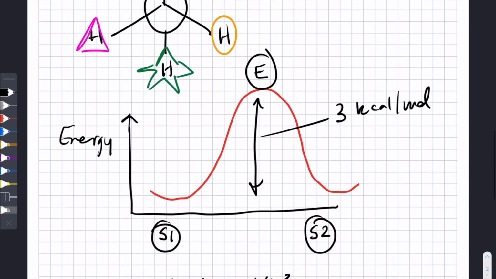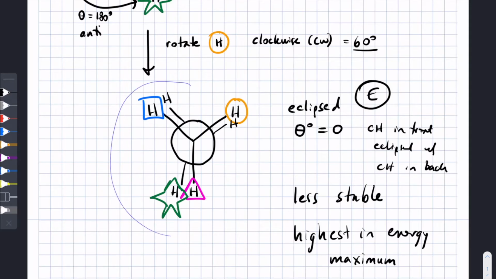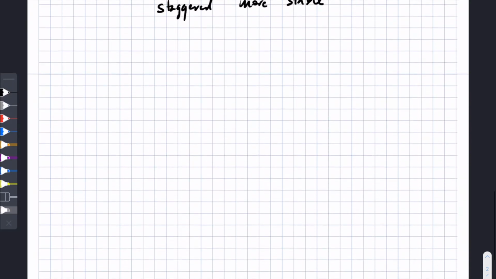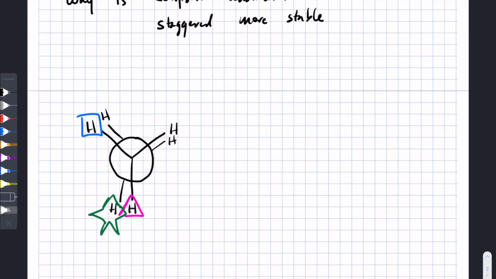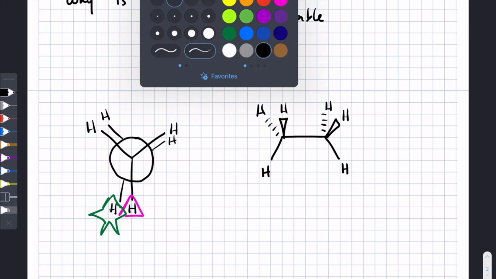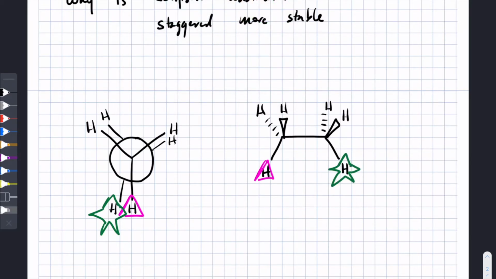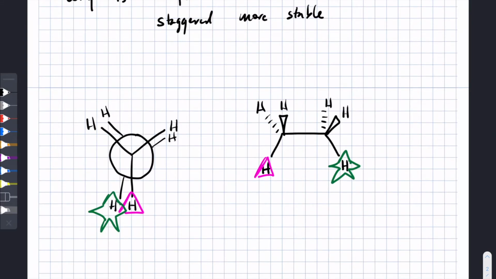So let's draw, I'm going to just copy one of these eclipsed conformations. And let's focus in on the pink hydrogen and the green hydrogen. And we're going to draw the eclipsed conformation from the side as well. Here is the pink hydrogen and here is the green star hydrogen. When you're in an eclipsed conformation, notice that the two carbon-hydrogen bonds overlap with each other. They're side to side with each other.